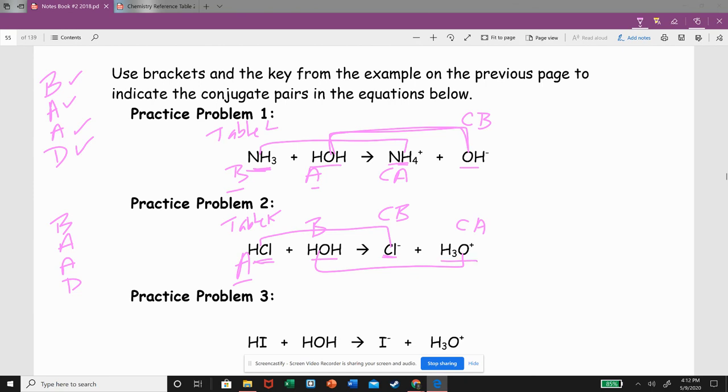HOH goes to H3O. So HOH is 2 hydrogens. This has 3. So if I suddenly go from 2 hydrogens to 3 hydrogens, I have acquired a hydrogen. That's a base. Bases accept. Okay?